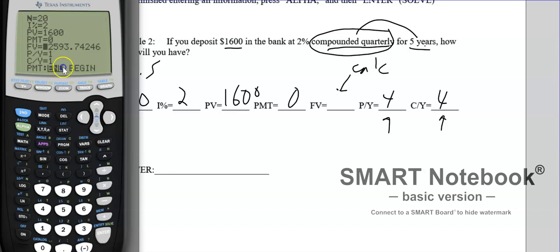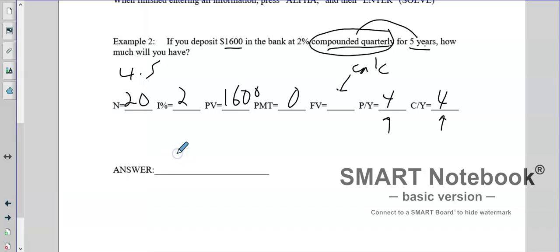Payment, we're not going to do anything there. And remember, watch here. As soon as I hit 4 and I hit enter, watch what happens to C/Y. Boom, it changes automatically. Then we just go back up to future value. We hit alpha solve. And there's our number right there. And again, we look at the 83. We look at the number next to it. The 2 tells us to round down, which means stay the same. So our money we have at the end is $1,767.83.